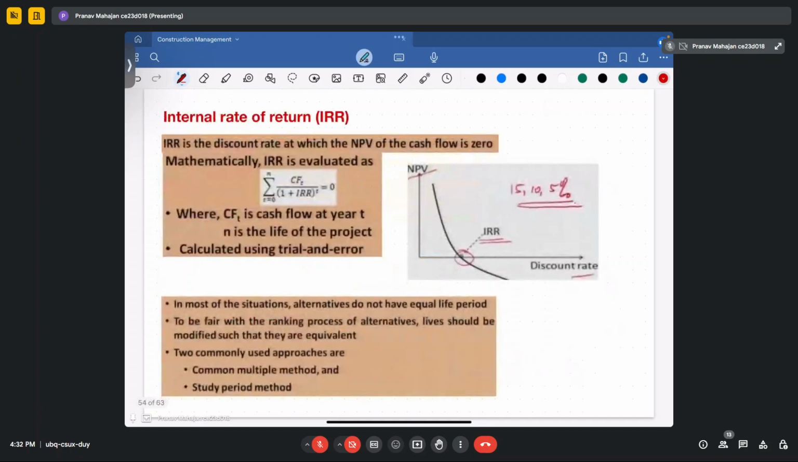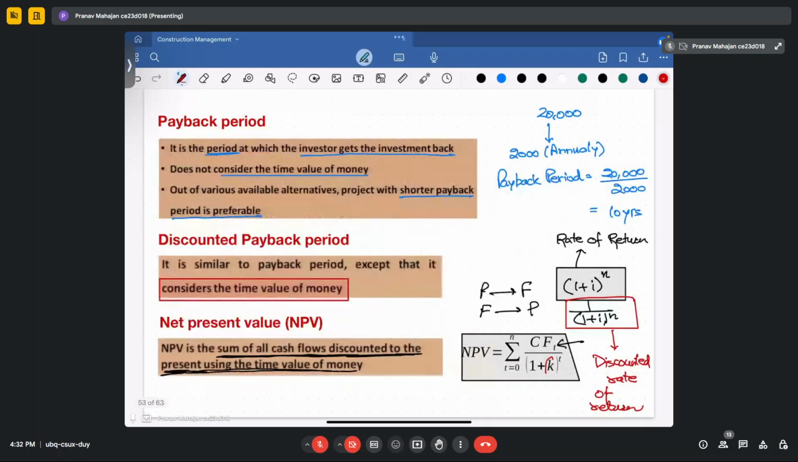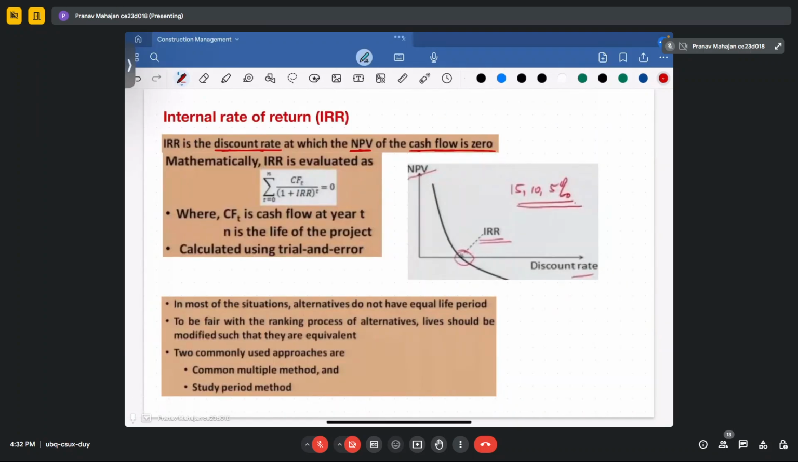Okay. So what is IRR? Internal rate of return is the discount rate at which the NPV of the cash flows is zero. That means you are expected to calculate this value of k. When your net present value becomes equal to zero, you call it the internal rate of return. Mathematically, IRR is calculated by making the NPV equation equal to zero. In this formula, CFt is the cash flow at year t and n is the life of the project. Okay, and we calculate it by using trial and error.